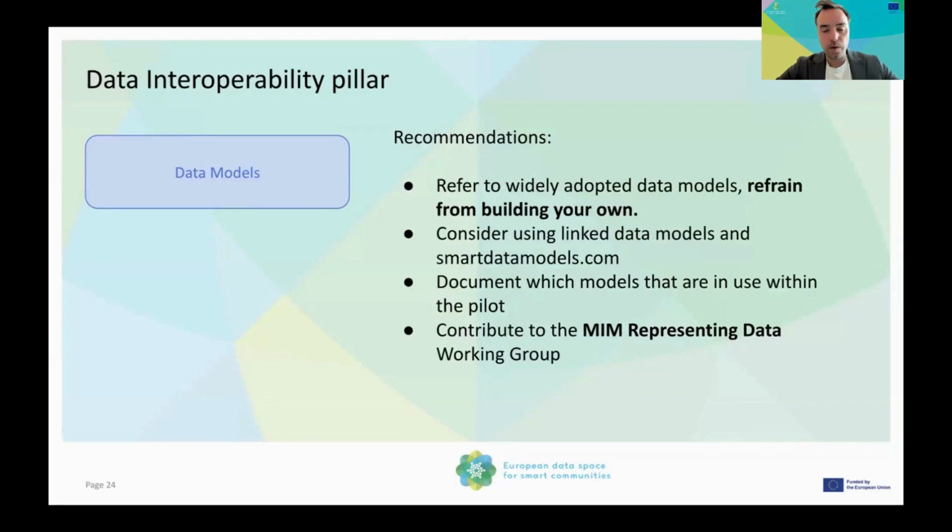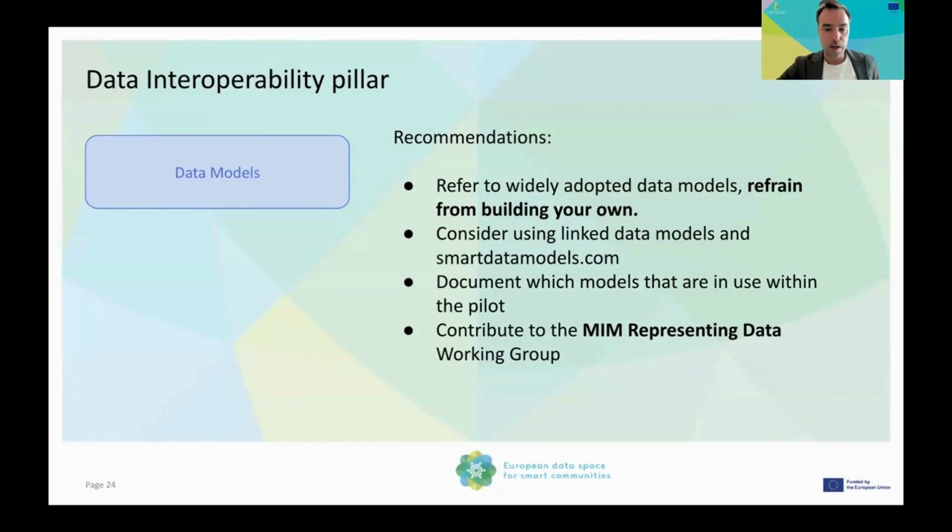A very important recommendation here is that there are so many ontologies and data models out there right now that it often does not make sense to build your own. Still, in many projects and data spaces, we see that a lot of data providers consider their data to be unique. That might be the case in some very specific niche cases, but please reuse what's out there in order for this data to be easily found.